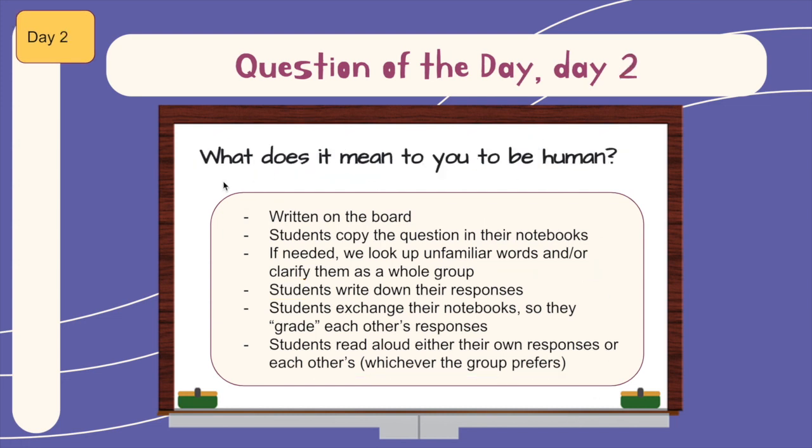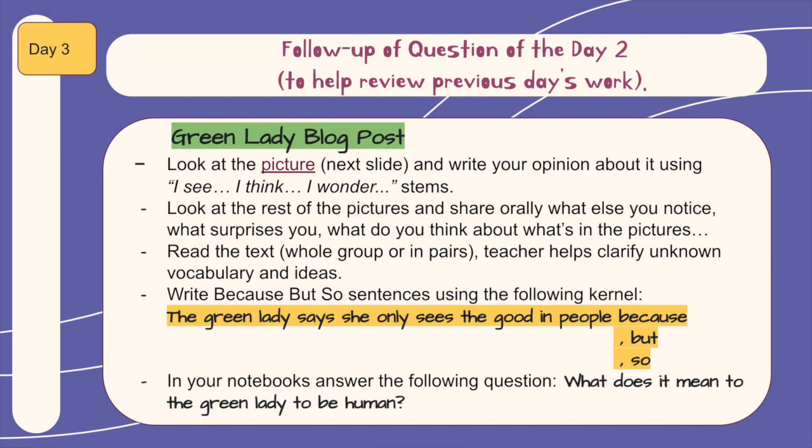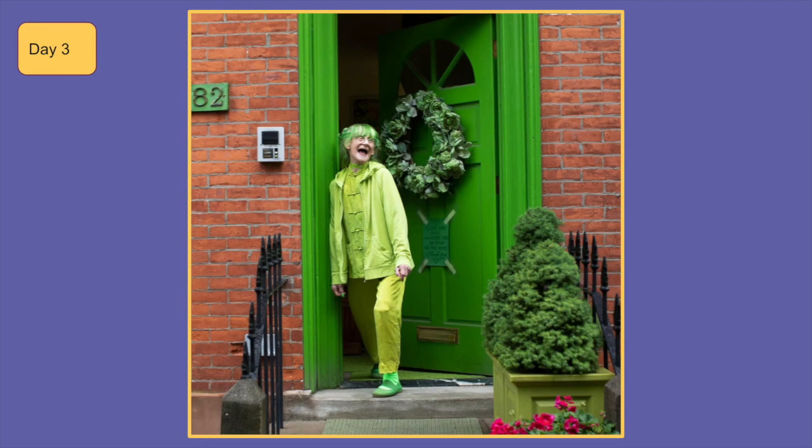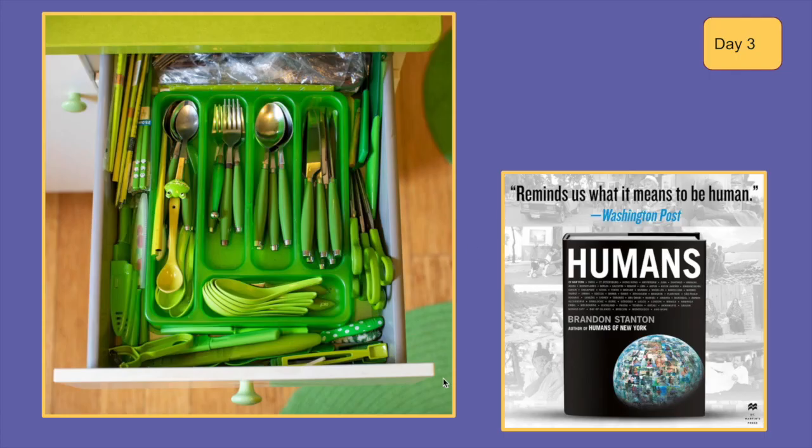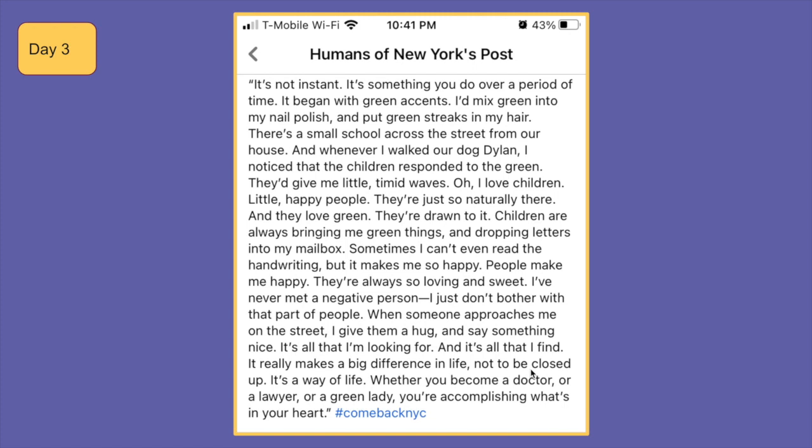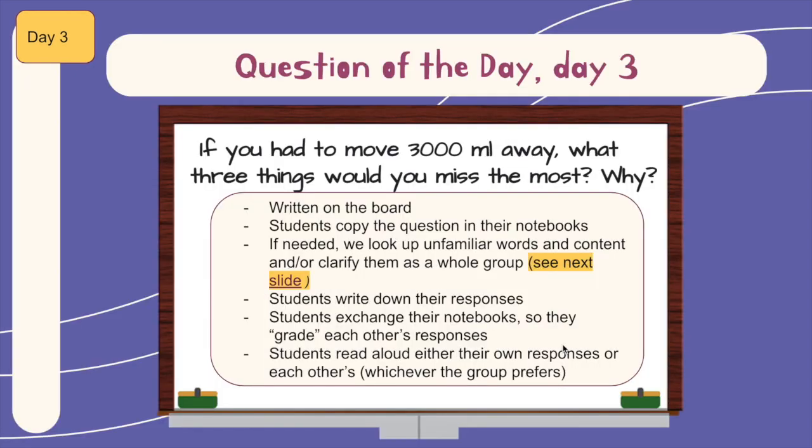For question of the day, I created a little algorithm that you will have on your slides. One of my favorite questions of the day was, what does it mean to you to be human? First of all, my students shared some really interesting insights, and then on the same day, on my Facebook, I ran across a picture of this green lady, and everything around her was green. And guess what? This post was part of the Washington Post series on humans, and even the caption says it reminds us what it means to be human. So I thought it was super appropriate to ask my students to read this little information about the green lady and to discuss what it means to them to be human.